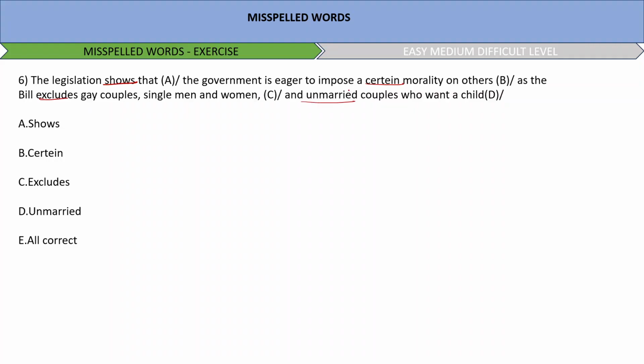The legislation shows that the government is eager to impose a certain morality on others, as the bill excludes gay couples, single men and women, and unmarried couples who want a child. So definitely certain is wrongly spelled here.